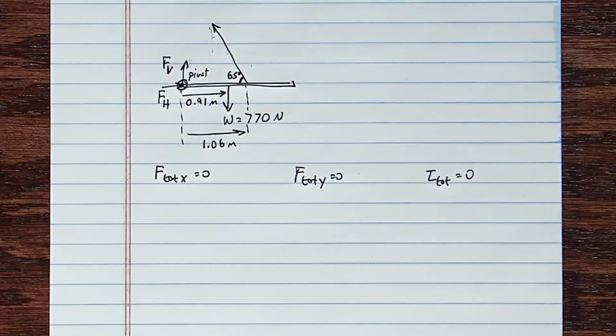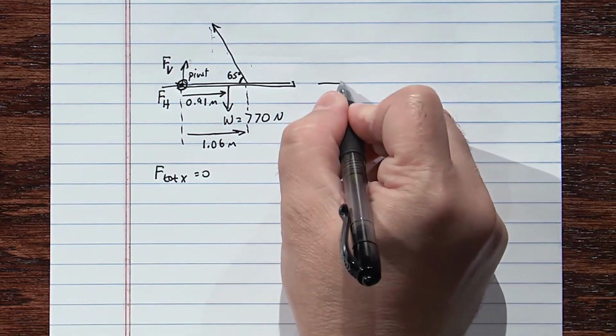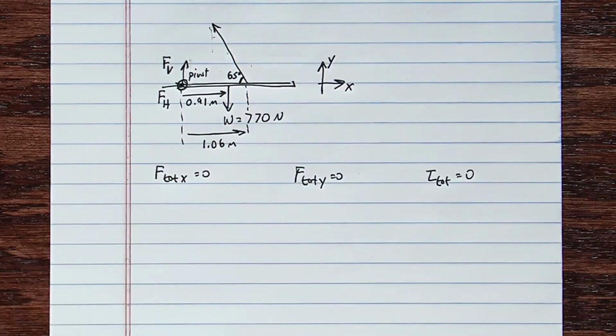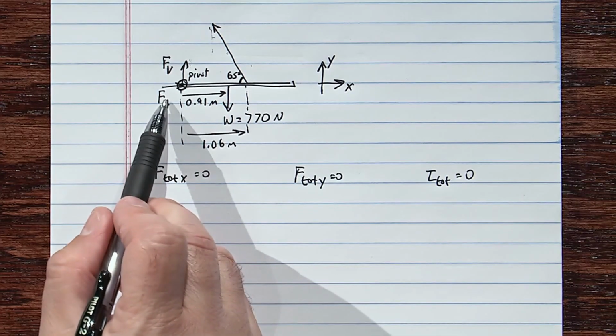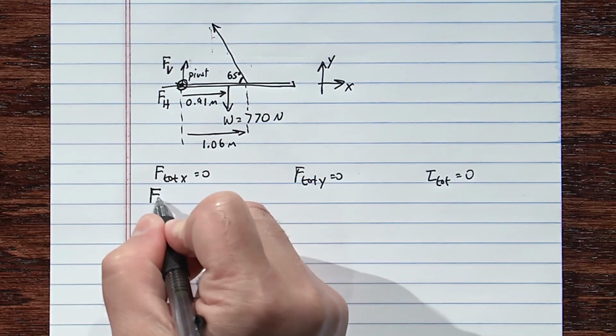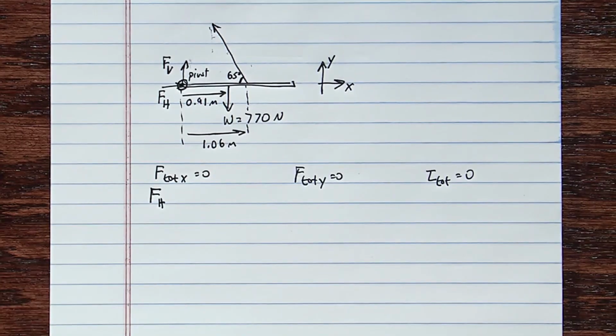His feet are the pivot point. Okay, forces in the x direction. Well, we have to draw our axes, our x-axis and our y-axis. Our forces in the positive x direction, we only have one, and that is the horizontal force. So FH is in the positive x direction.